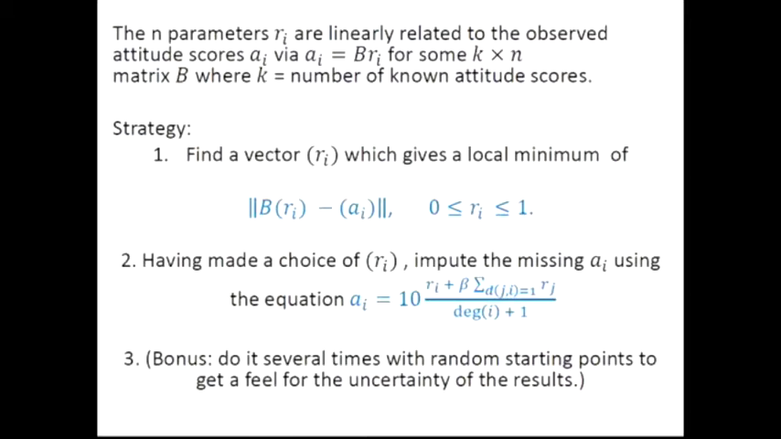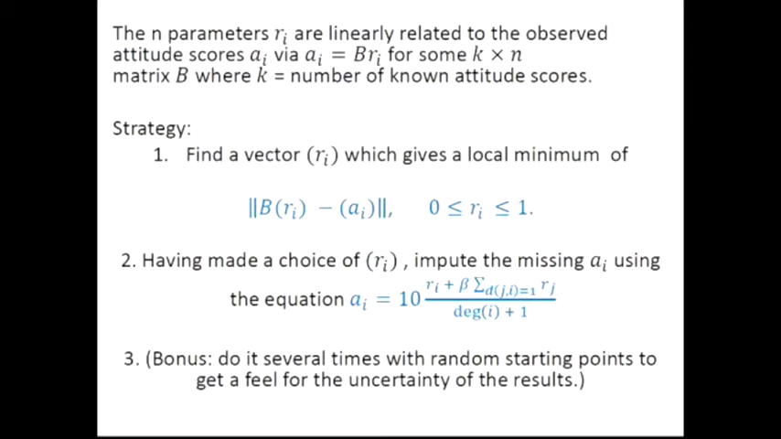So to find the RIs, we have to solve this problem. We want the matrix B times R to equal A, with the constraint that the RIs have to be between 0 and 1. It's quite easy to solve. I didn't realize, but it's a convex problem, so you just need to find a local minimum, and it will be a global minimum. You can do that numerically. There's probably a better way of doing it, but I haven't found out about that yet. And then you impute your missing attitude scores like that.